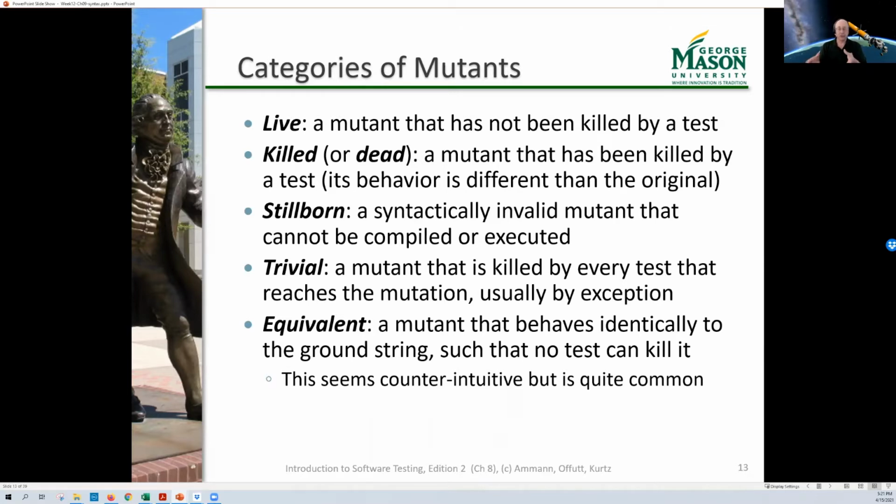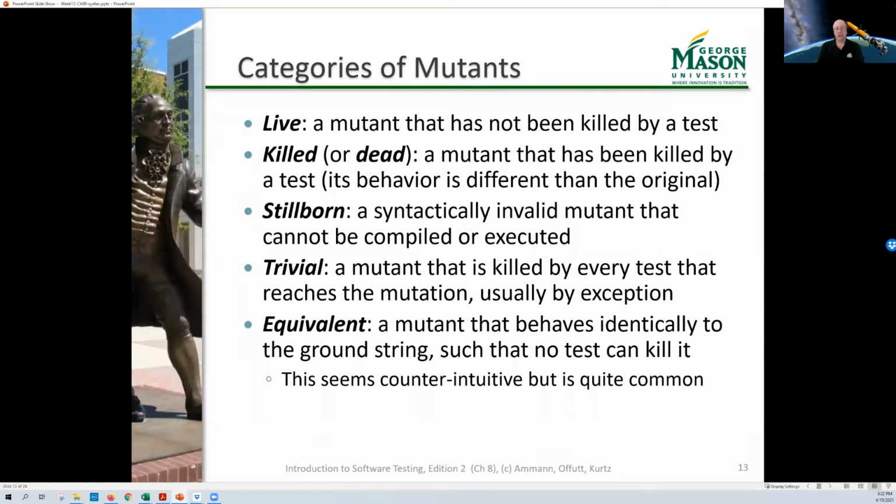A killed mutant or a dead mutant is one that has been killed by a test. I wrote a test, the test passes on the original program, it fails when I run it against this mutant. Therefore, I have killed this mutant. A stillborn mutant is one that's syntactically invalid. It can't be compiled, it can't be executed. So my mutation operator ran and it made some change to my original program, but that particular change is not a valid one, right? It's out of the syntax. So the compiler can't compile, it can't build the program. So that's dead, right from the very beginning. If I can't build it, it's dead and uninteresting.